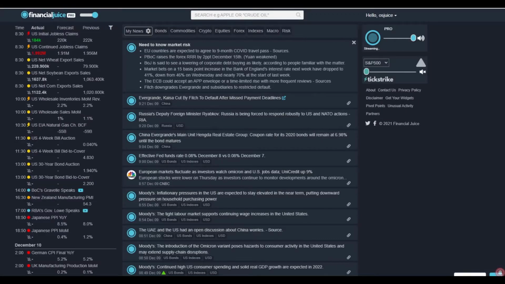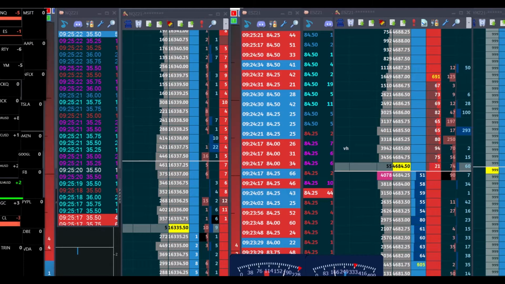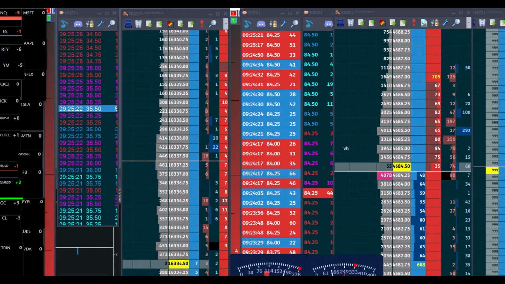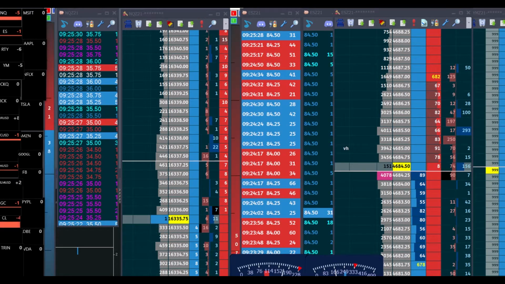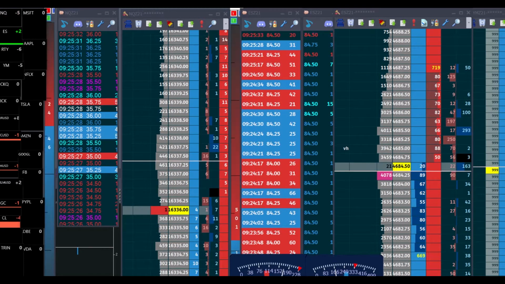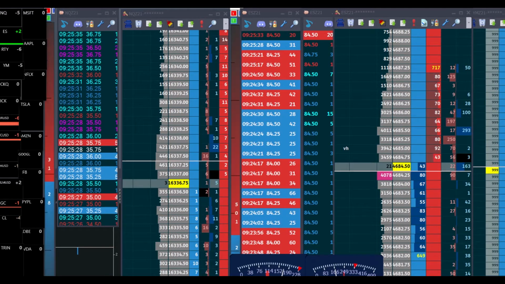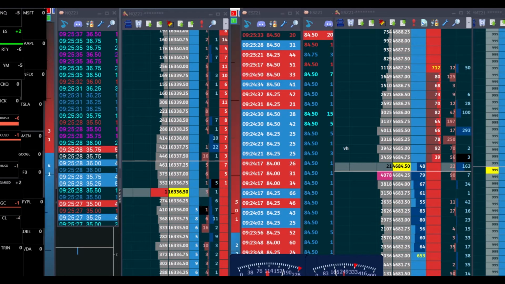I'm expecting it to be a bit of a balanced day again because once again it's just a lot of news and it's going to have to digest all that. So Fed funds rate and all that, some news here. So pretty interesting times to be trading, honestly.